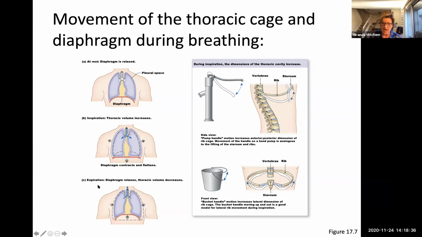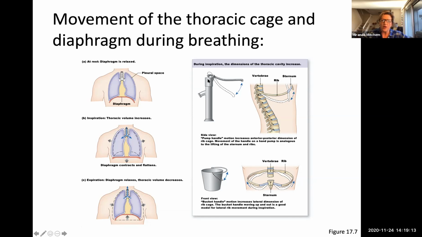And then we go back to how we started with in expiration. So now the diaphragm relaxes and goes back into the bell shape. And then our lungs go back to the shape at which they started at rest. So that is how the diaphragm works. So when we're at rest, the diaphragm is in its relaxed position. The right side is just showing a slightly different way to appreciate the movement in the thoracic cavity.